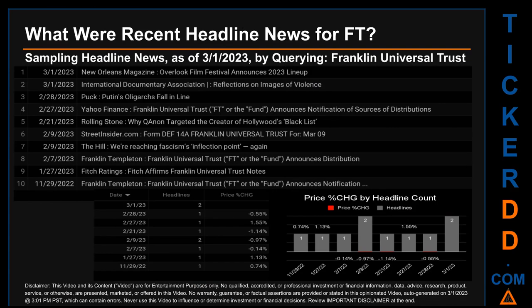What were recent headline news for FT? Today, Wednesday, March 1, 2023, I sampled one of our news aggregators for latest headlines for this ticker. I did so by searching specifically by a keyword that may appear, broadly, in the title or the body, of discoverable news articles. The keyword that I used was the entity name for FT, which is Franklin Universal Trust.